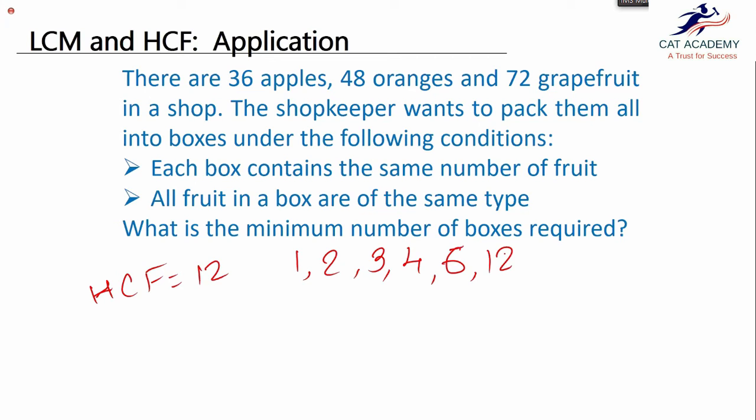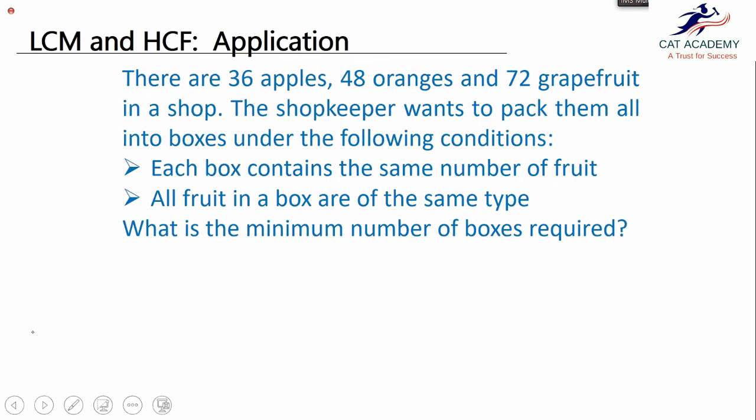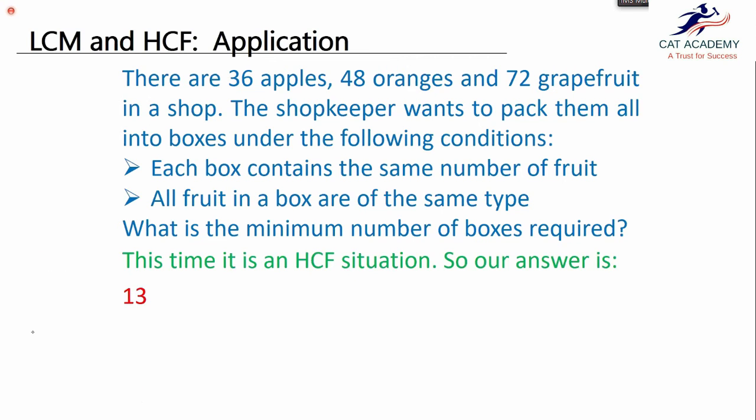Now, if I want minimum number of boxes, then I should have maximum number of fruits in a box. If I want to reduce my number of boxes, then I should put maximum number of fruits in a box, and the maximum number of fruits that I can put in a box is 12. So let's put 12 fruits in a box. How many boxes do I need for apples? 3. How many boxes do I need for oranges? 4. How many boxes do I need for grapefruits? 6. 3 plus 4 plus 6, total 13. So minimum of 13 boxes is what I need. Clear, everyone?